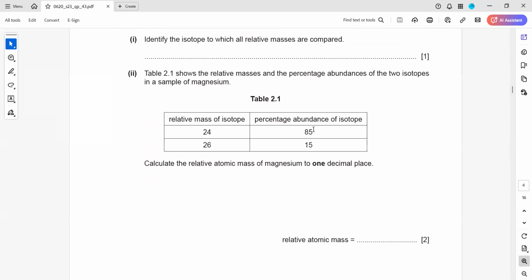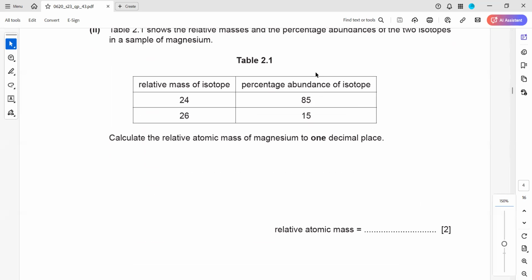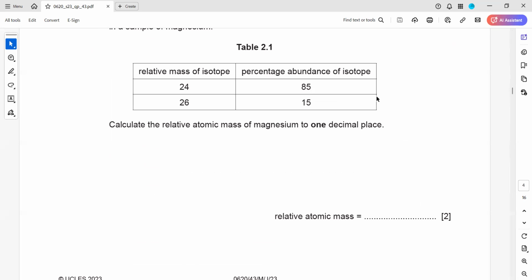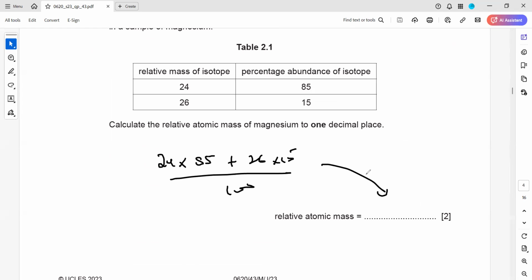How to find the average mass: 24 into 85 plus 26 into 15, so mass of isotope multiplied by percentage plus mass of isotope multiplied by percentage, divided by 100, and we'll get the answer in 1 decimal place.